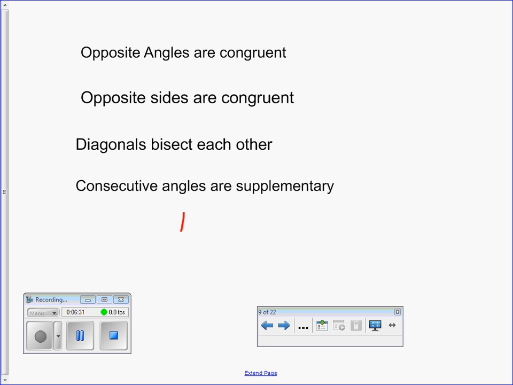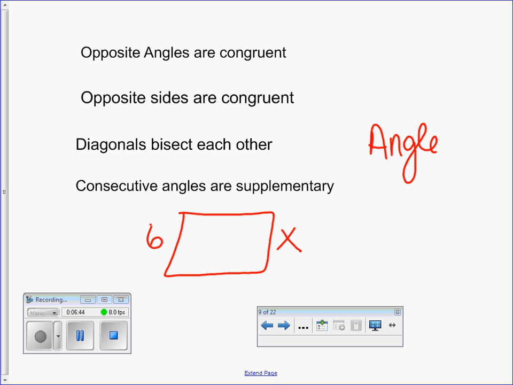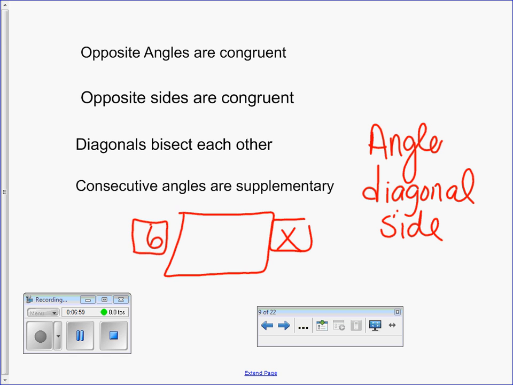I will be able to give you problems like this and tell you that this side is 6 and ask you what this side is. The first thing you ask yourself is this: am I dealing with an angle, a diagonal, or a side? That's the first thing you want to do. Well, this is a side, and so what do my properties say about the sides of a parallelogram? Well, let me see. Who talks about a side? Oh, here it is. Opposite sides are congruent, therefore X is equal to 6.